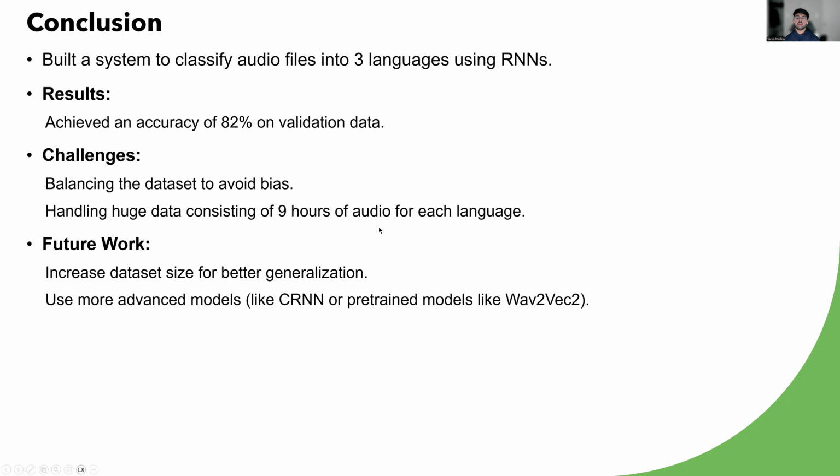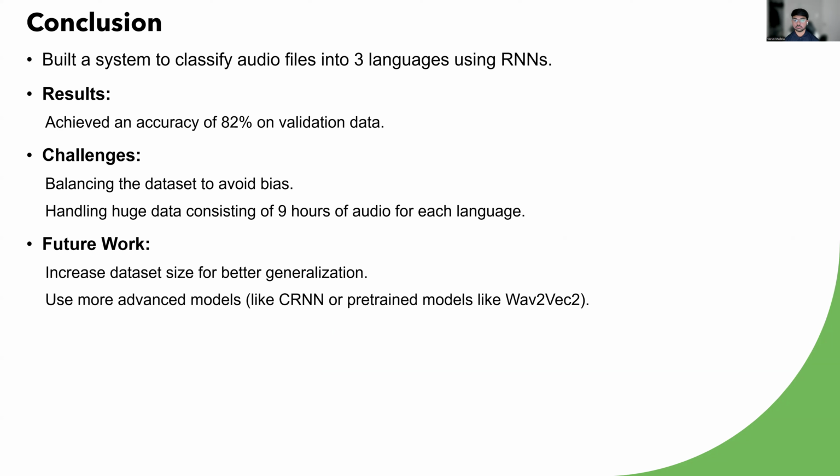So, overall, to conclude, I can say that this project aimed to build a system where it was possible to upload an audio clip and classify it into 3 different languages, that is, English, French, or German. Overall, the RNN model which was used here resulted in 82% validation accuracy, which shows that the model was performing really well.